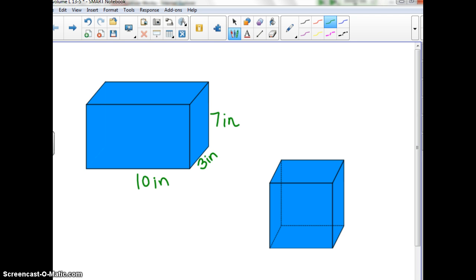Please find the volume of that rectangular prism. Natasha, I'm so proud of you. Natasha had her hand up in 1.7 seconds. The reason she had her hand up in 1.7 seconds is because she noticed right away that she could do this problem in her head just using mental math.